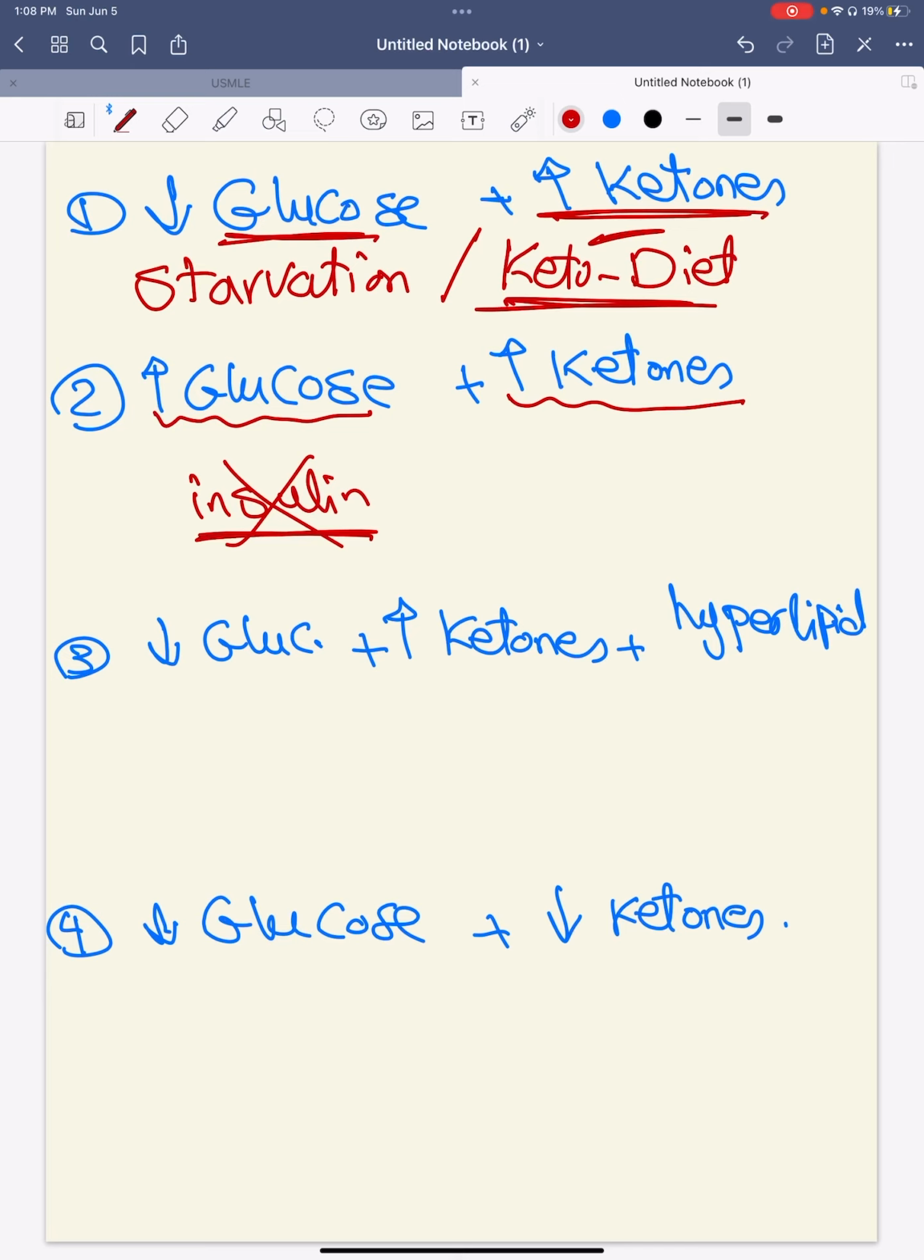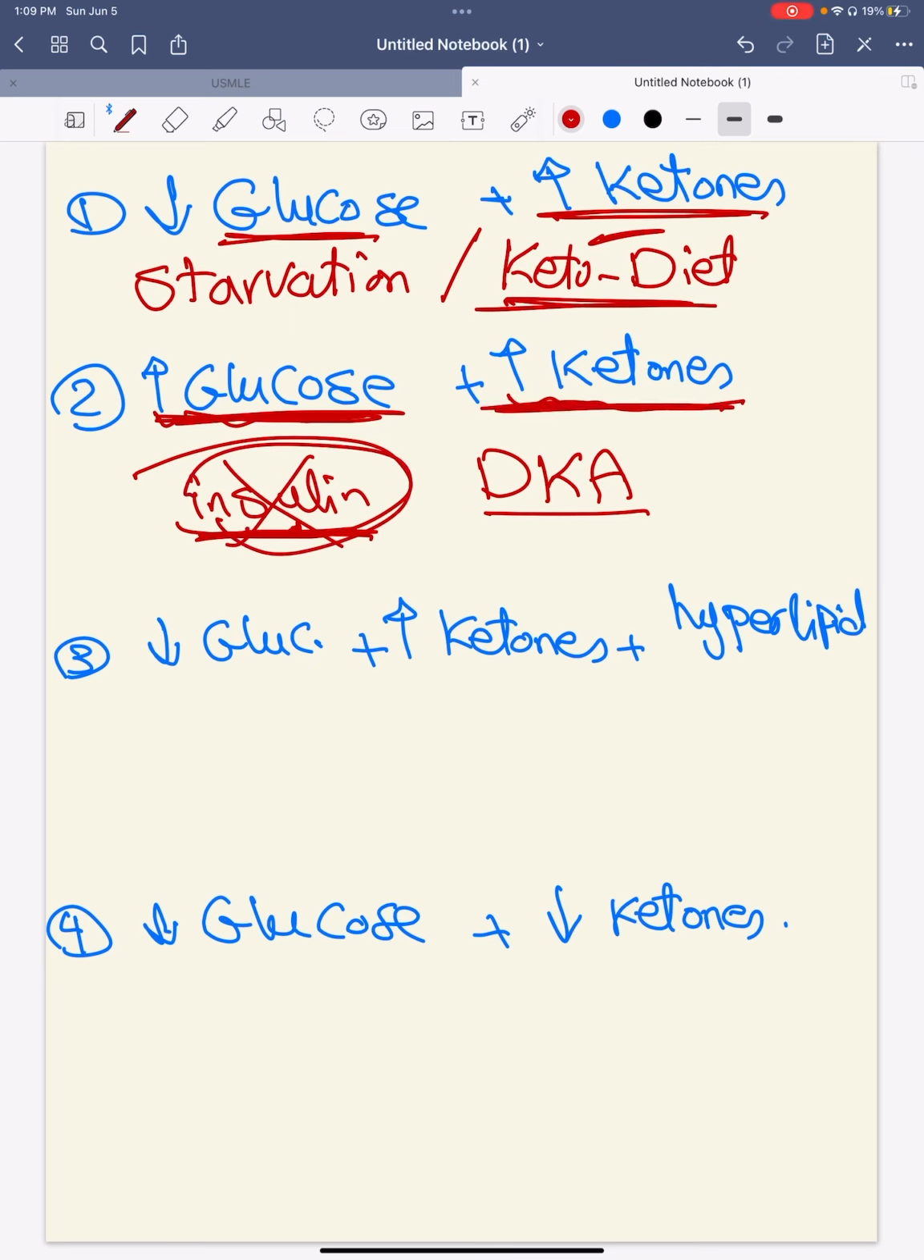then you have high glucose and high ketones. So what is this disease? It's diabetic ketoacidosis, right? In diabetic ketoacidosis, you don't have any insulin. And if you don't have insulin, the glucose won't decrease, right? So you have high glucose, but you don't have insulin, so you're gonna have high ketones.